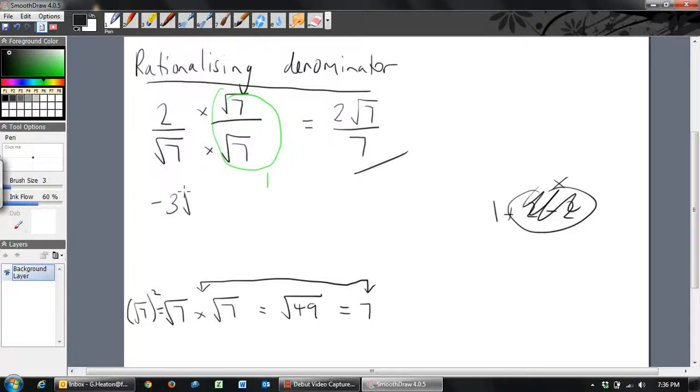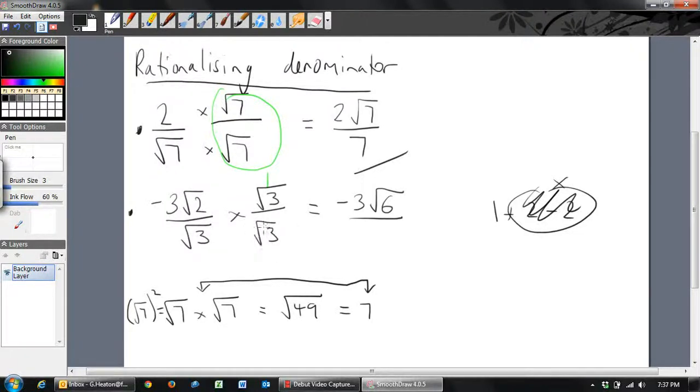Minus 3 root 2 over root 3. Let's have a look at that as another example. Okay, how do we get rid of this root 3? Well, we need to multiply by root 3. So let's multiply the bottom line by root 3. We're not allowed to do that on its own, remember, so we need to multiply the top line by root 3 as well. Let's multiply this out. What's negative 3 root 2 times root 3? Well, we've got this negative 3 at the front. And then what's root 2 times root 3? Well, that's root 6. Okay, so that's the top line.